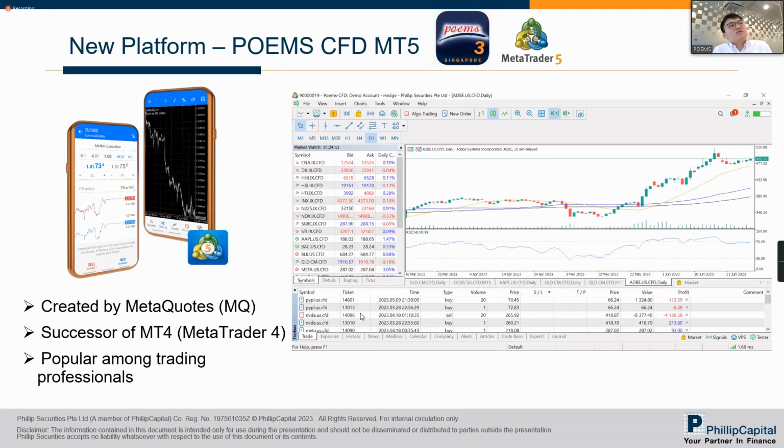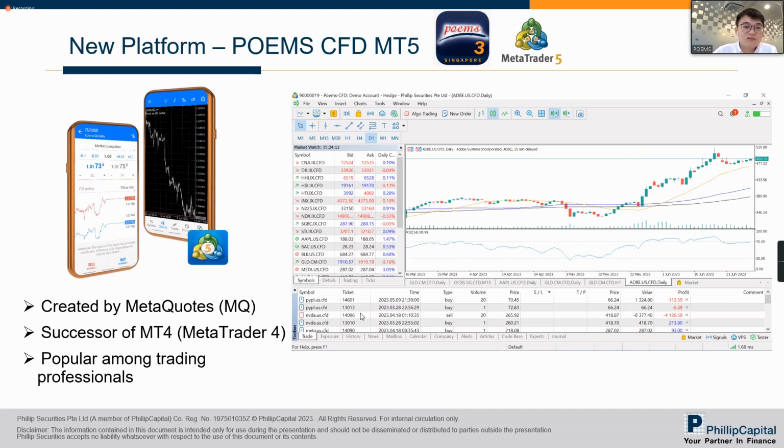Okay, so I would like to introduce our new platform as well. We launched this year actually, Poems CFD MT5. It's created by MetaQuotes, not created by us, but we work with MetaQuotes MT5 to put our server inside. It is the successor of MT4 and popular among trading professionals, which has a lot of indicators and trading strategies. You can use auto trading inside as well. And one-click trading is the most famous thing from them. Very convenient to make any trade.